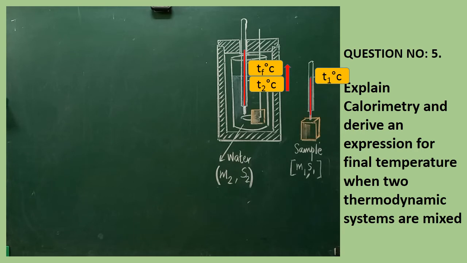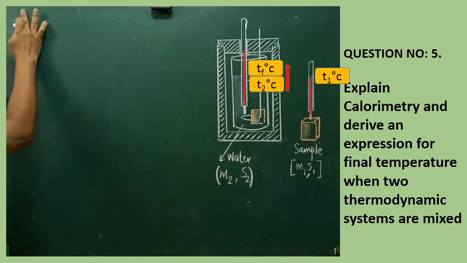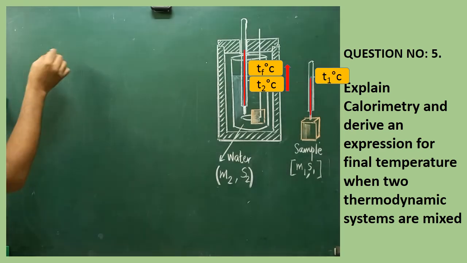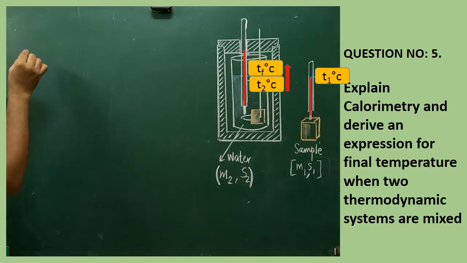Now our next step is to derive the expression for the final temperature of the sample and water. How to start? Here, heat lost by the hot body is equal to heat gained by the cold body. So that is the basic principle of calorimetry. So how to write this?